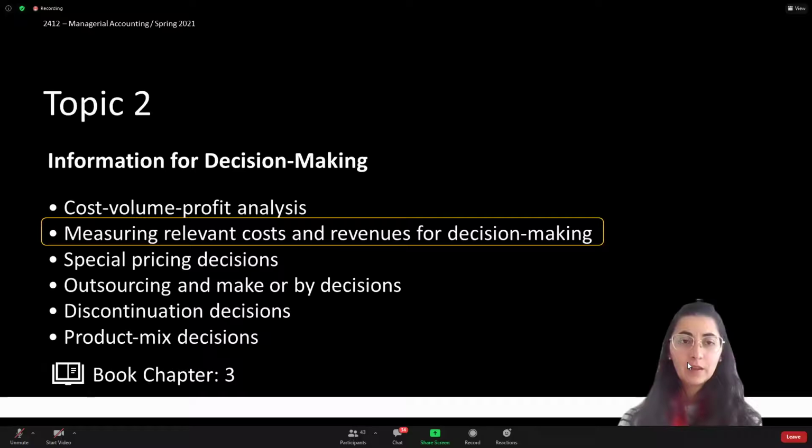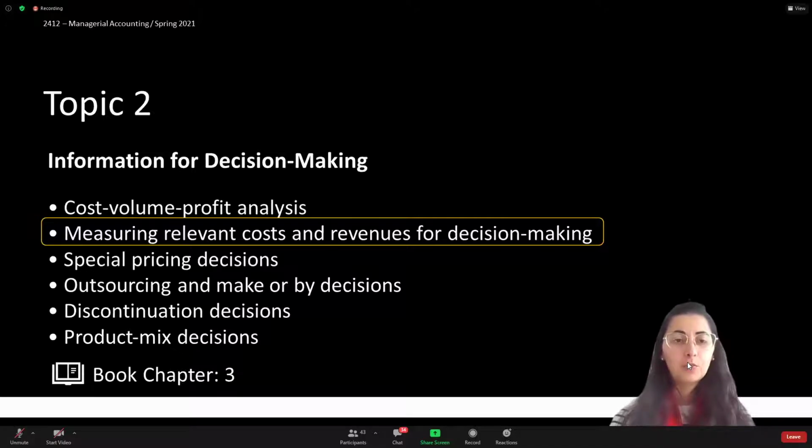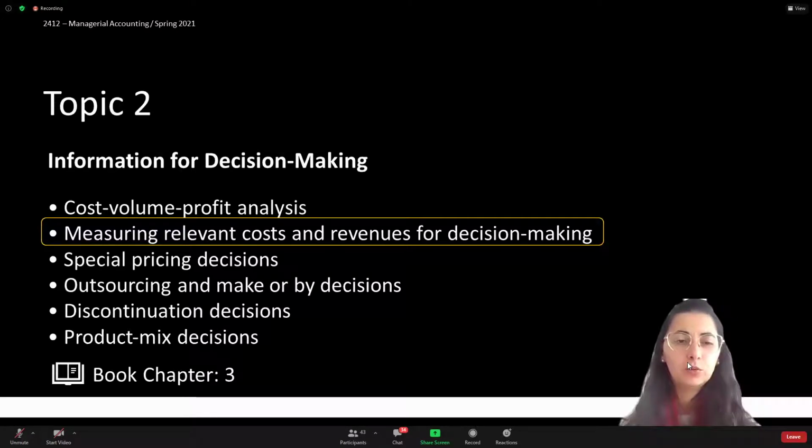No? Okay, so that means that we are now moving to the next topic, which is to measure relevant costs and revenues for decision making. We have now moved from cost volume profit analysis, and we are now going to measuring relevant costs and revenues for decision making. I will make available on Moodle a quiz on CVP analysis. This will be optional, and you can practice that at home later on.